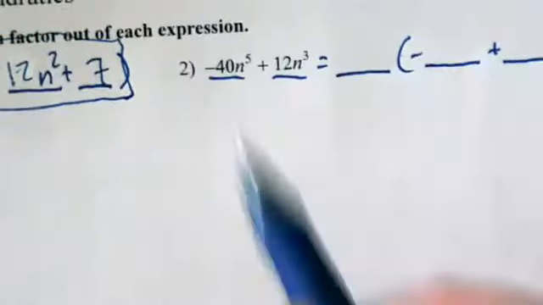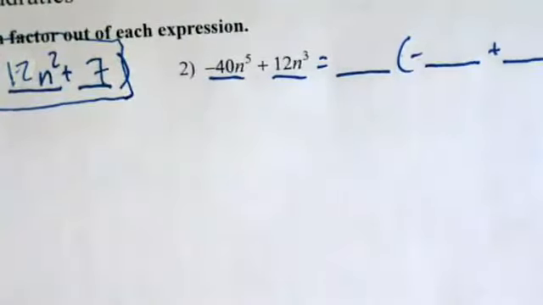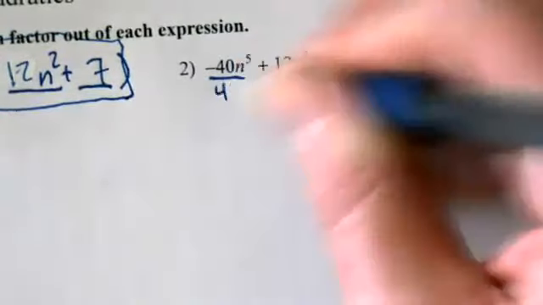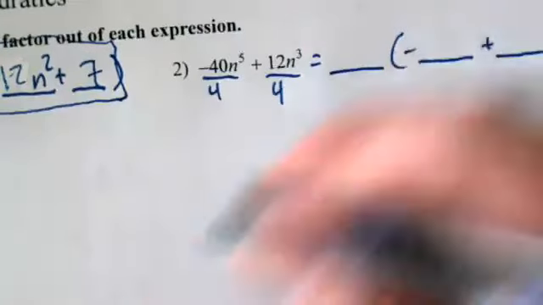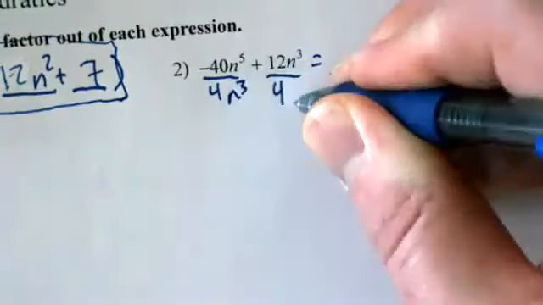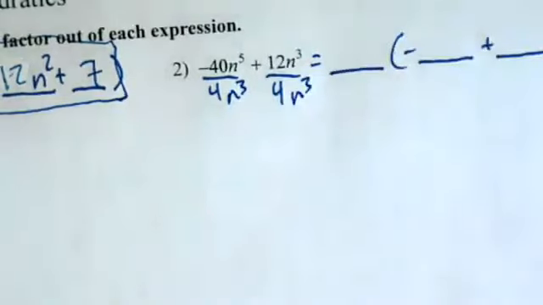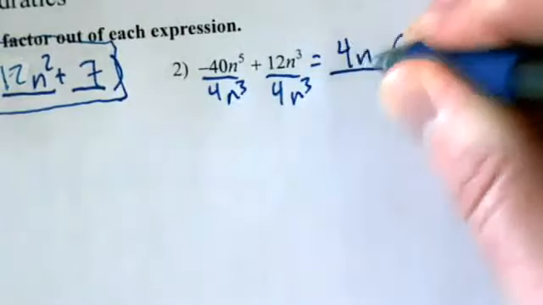Let's check number 2. Help me out here. Biggest number that goes into 40 and 12. 4 goes into both. Can we get n's out of both of these? Yes. How many? What's the most we can get out of both? So 4n to the third. We can divide both of those by that. That means our GCF is 4n to the third.